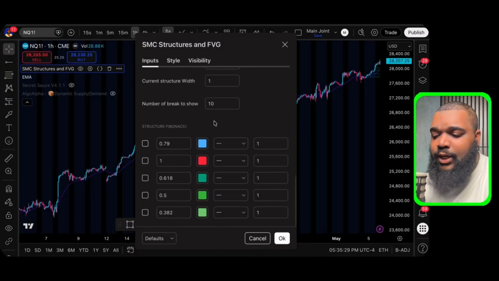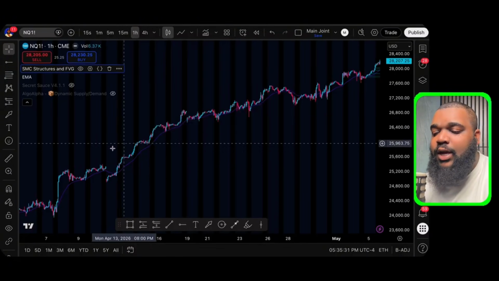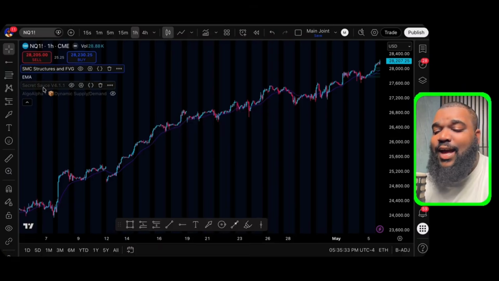And so in these settings, you're going to turn this off. And that's all the indicators that I have. We'll go over the secret sauce indicator that I have. I built this. It's helped people get funded, get profitable. It's really crazy. We'll go over that.